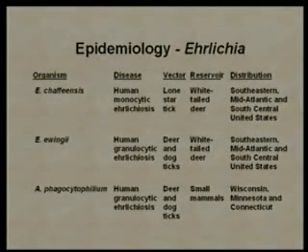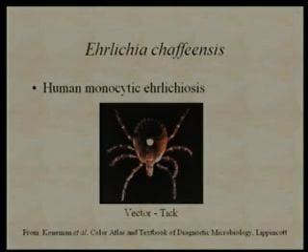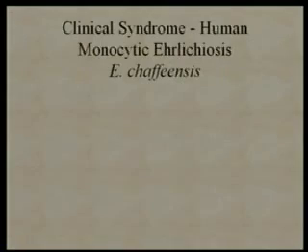And here's the geographic distributions. The one that we see here is chaffeensis and ewingii. This one is found primarily in the Midwest and in Connecticut. All right, here's some statistics on the epidemiology over the last several years. About 600 cases a year. And here's our vector, the tick.